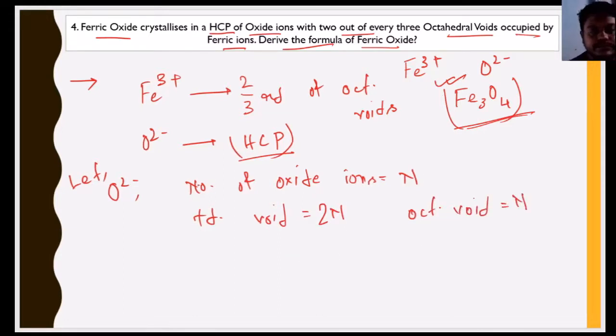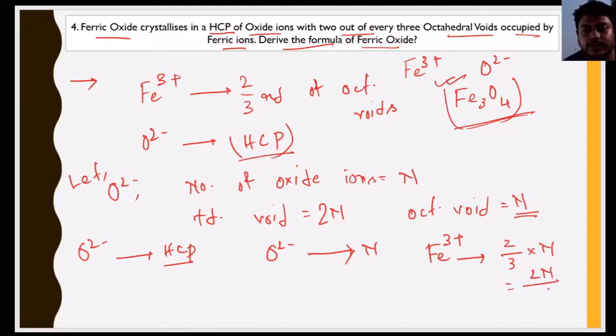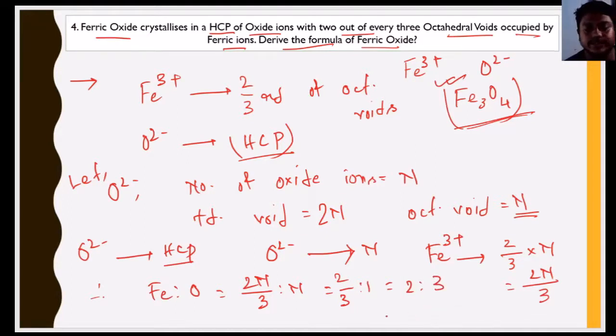Now the funda is, as oxide ion is occupying all the HCP arrangement, the number of oxide ions present should be n, as I assumed. And for the octahedral voids, as the value is n, the Fe3+ amount will be 2/3 of octahedral voids, that is 2n by 3. So the ratio between Fe and O is 2n by 3 is to n, that is 2 by 3 is to 1, which comes out as 2 is to 3. Hence we can find out that the formula is, I think you got the point.